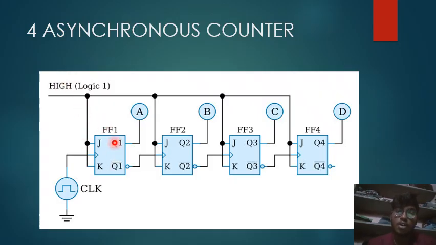Next, JK flip-flop and T flip-flop operate in toggle state when the inputs are high. So we connected the inputs of this JK flip-flop to high, so this flip-flop is working in toggle state. Similarly, all the flip-flop inputs are connected to high, that means logic one.